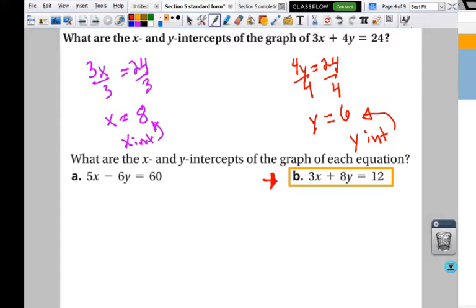And then we can do 8y equals. Yep, just like that. Okay, now I got it. Not too bad. After the lesson.